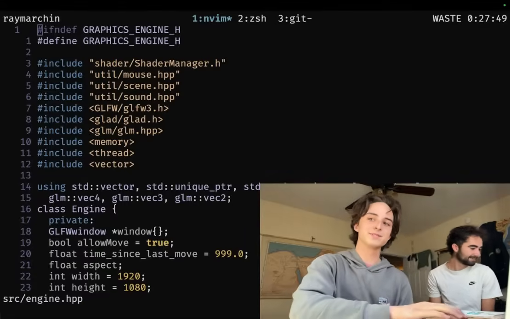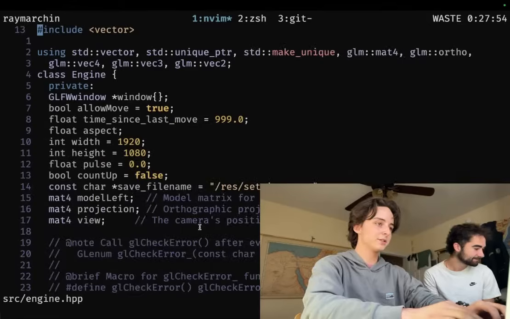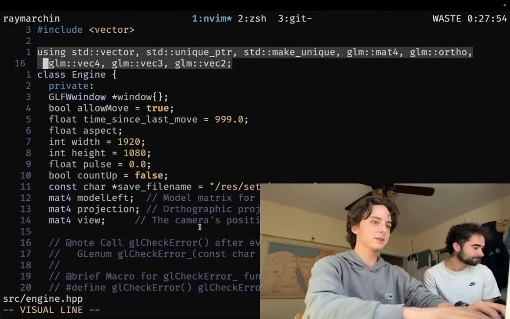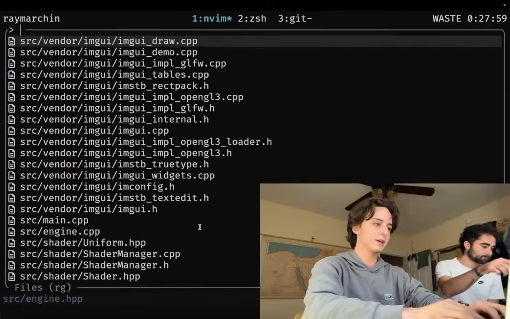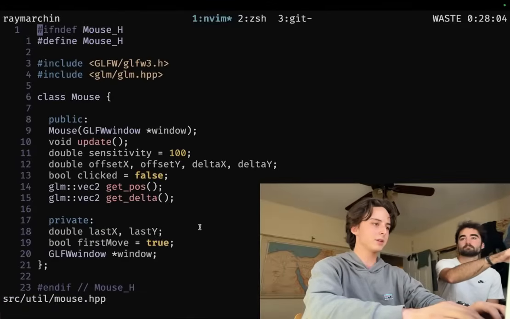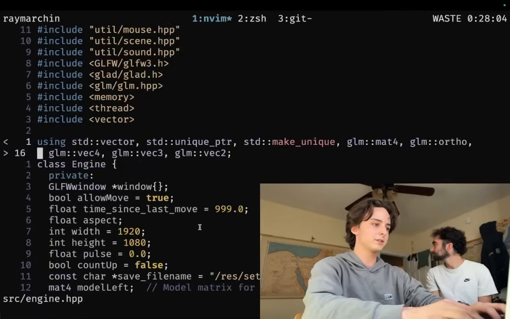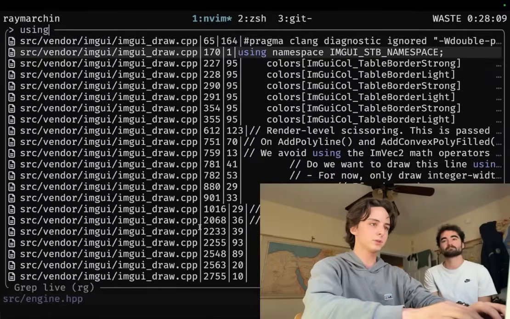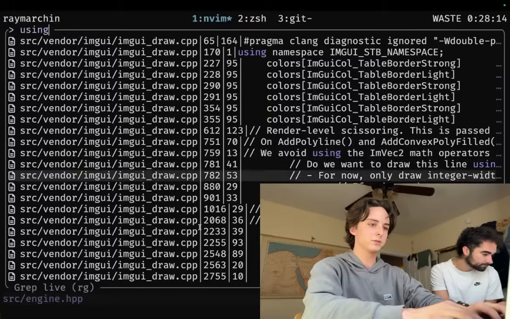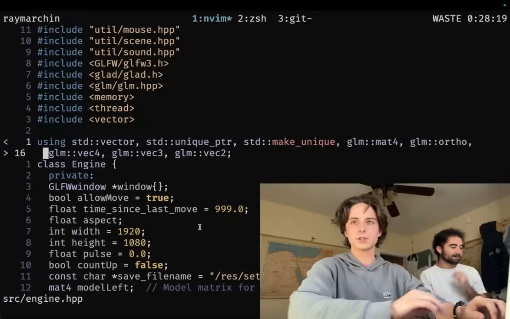You don't know that. But yeah, that's a great piece of advice. You can see we're using specifics. I guess that's a bad example, but maybe in the mouse header? Not really. I don't know. I guess using namespace. Oh, these are all in our image GUI. Okay, so that's a bad example.